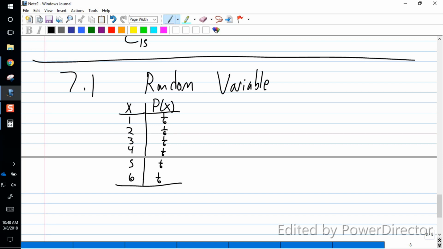A continuous random variable is a random variable that can assume any value on a continuous segment of the real number line. If it's continuous, there is no value that could be assigned to that variable.